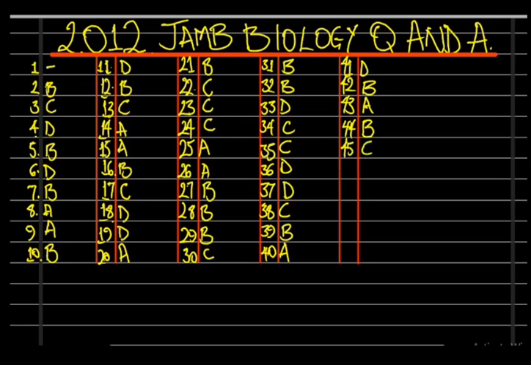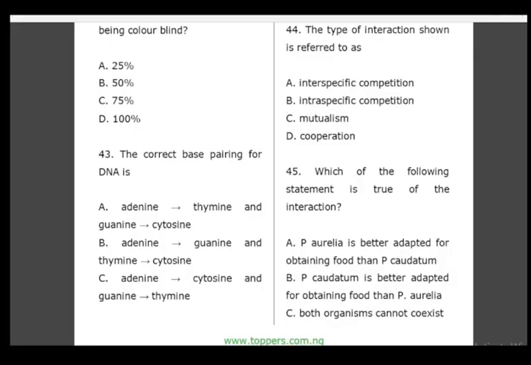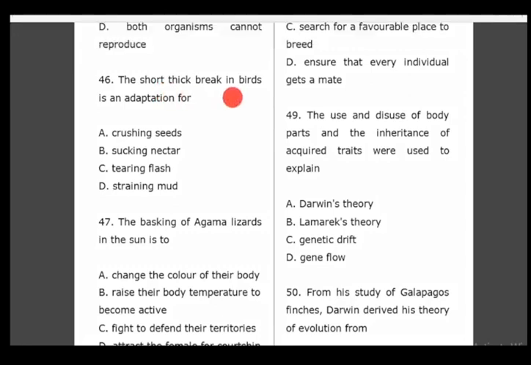45, option C. And then we move to question 46. The short thick beak, please, this is beak, not break. The short thick beak in birds is an adaptation for crushing seeds, sucking nectar, tearing flesh, and then straining mud. Now, organisms that crush seeds have short, strong beaks. They have short, thick beaks that help them to crack nuts.